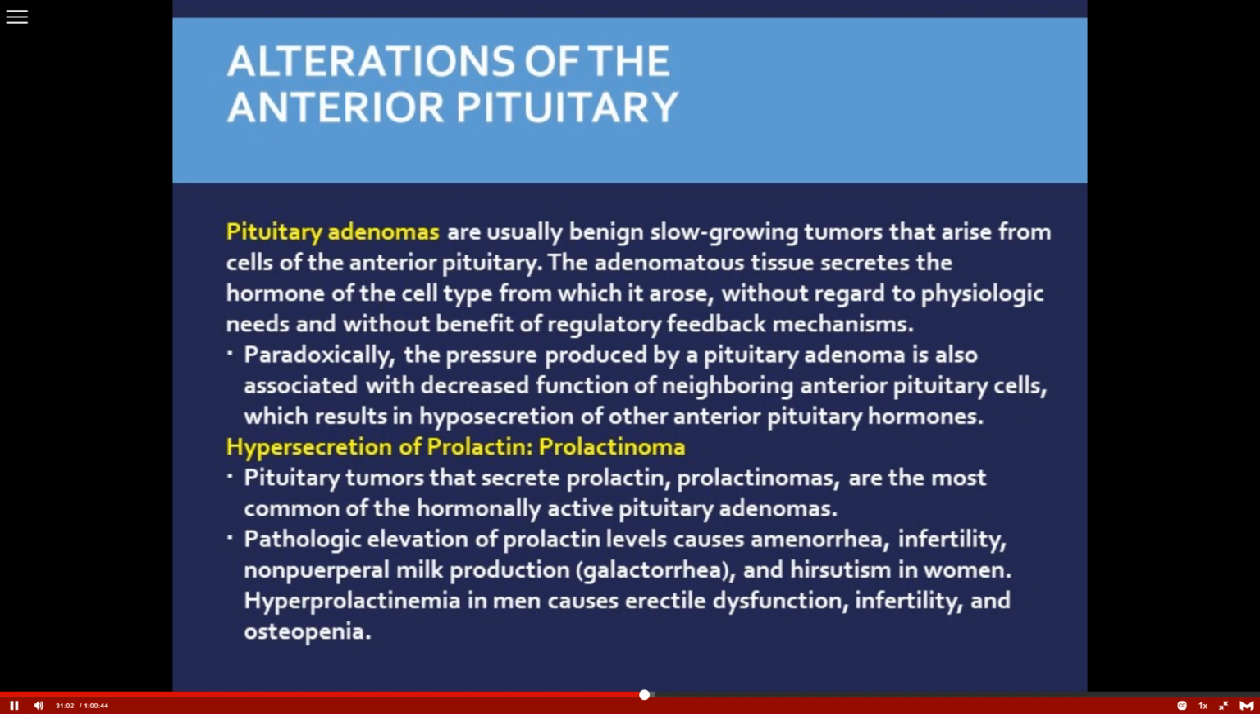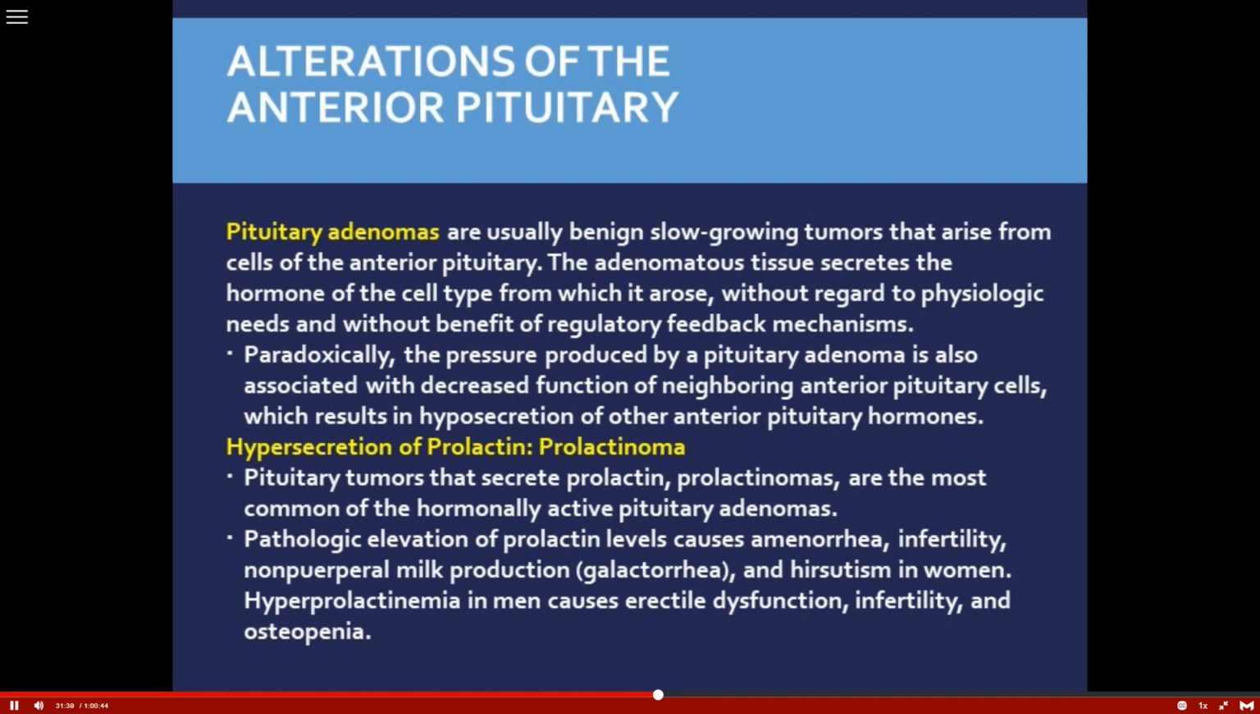But anyway, the other thing which is fascinating is that paradoxical effect, because once again, go back to the brain, it's in a very small volume. So if they start having more pressure, it doesn't take much to start increasing the pressure within the brain. So that pressure produced by that tumor is associated with the decreased function of neighboring anterior pituitary cells. So you can also see a hyposecretion of other anterior pituitary cells.